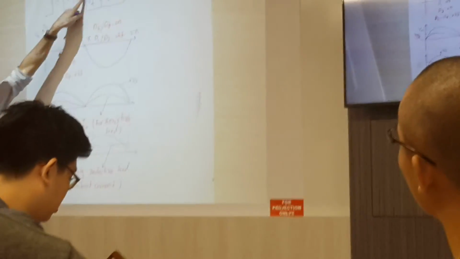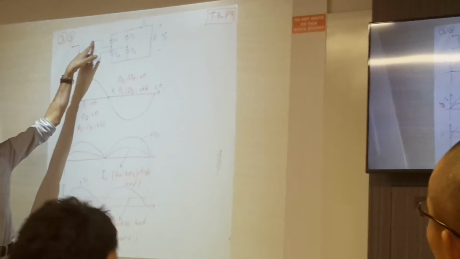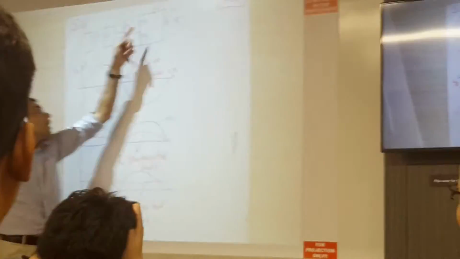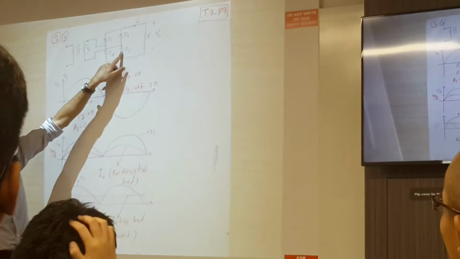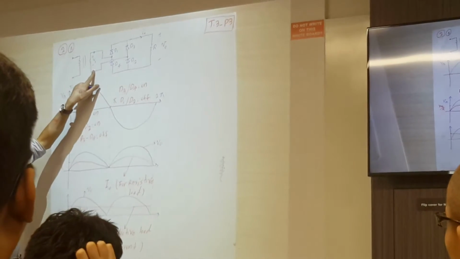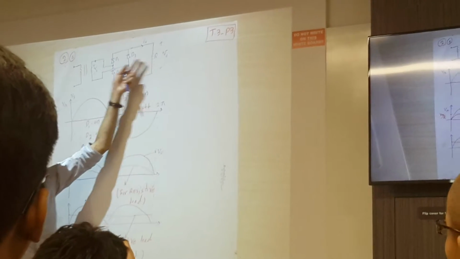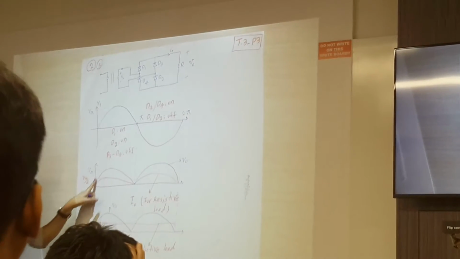So in this condition, D1 is on. So the positive point of the source is connected to the positive point of the load, and D2 is on. So from here, the negative point of the load is connected to the negative point of the source. It means that VO is equal to Vs. So if I want to draw VO, it will be this blue line.